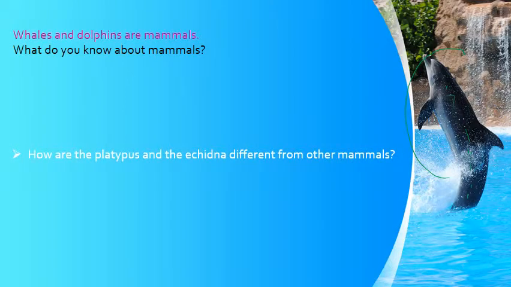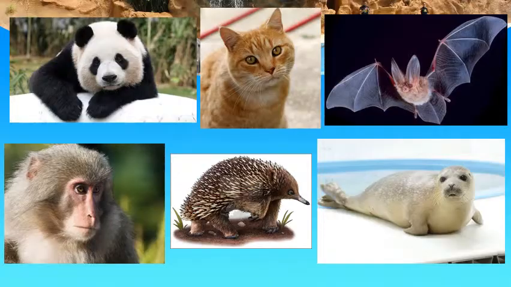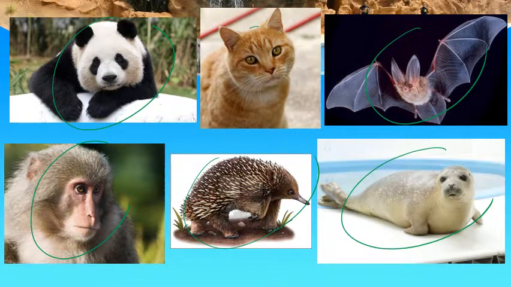How are the platypus and the echidna different from other mammals? I told you before that the platypus and the echidna are two kinds of mammals that lay eggs. When the eggs hatch, these animals will feed their babies milk. Here are some examples of mammals: the panda, monkey, echidna, the seal, the bat, and a cat.